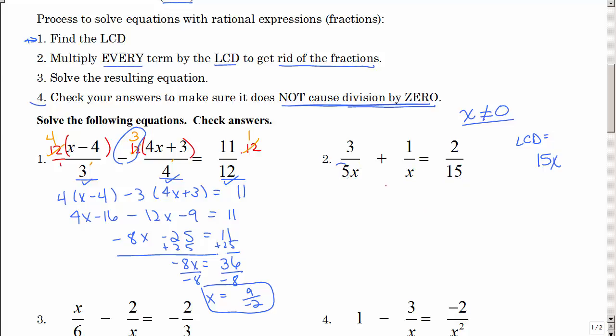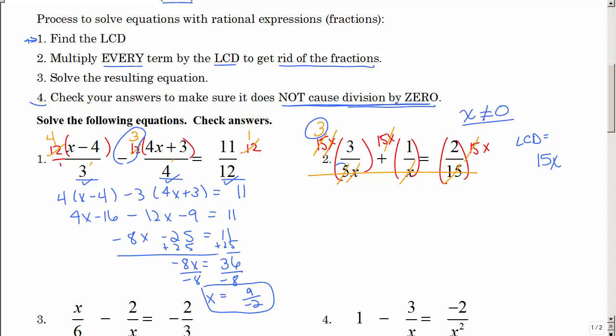So I'm now going to multiply this one times 15x, this one times 15x, and this one times 15x. And I'm going to reduce. The x's divide out. 5 goes into 15 3 times. Here the x divides out, and here the 15 divides out. So again, my denominator now is just 1.